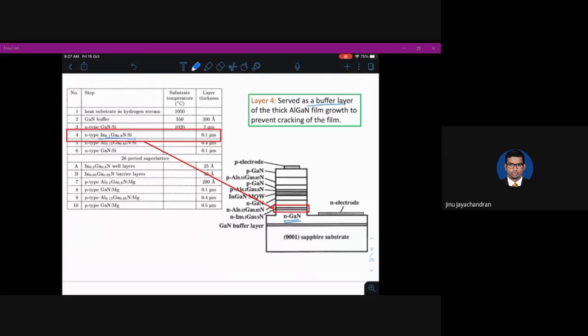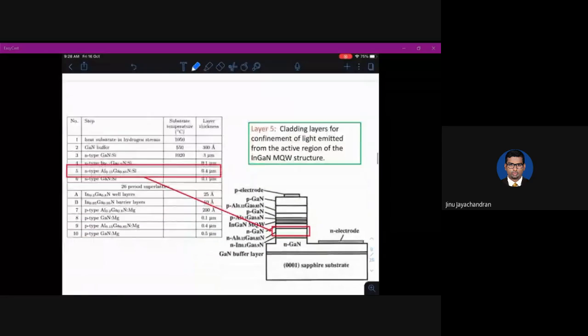Okay, so what you do is you create a layer of indium gallium nitride, which is of N-type, over N-type gallium nitride. Okay, so that once you grow aluminum gallium nitride layer over this indium gallium nitride, it will stick to indium gallium nitride. So that's why you have an extra layer there. Okay, and the thickness of the layer is 0.1 micrometer.